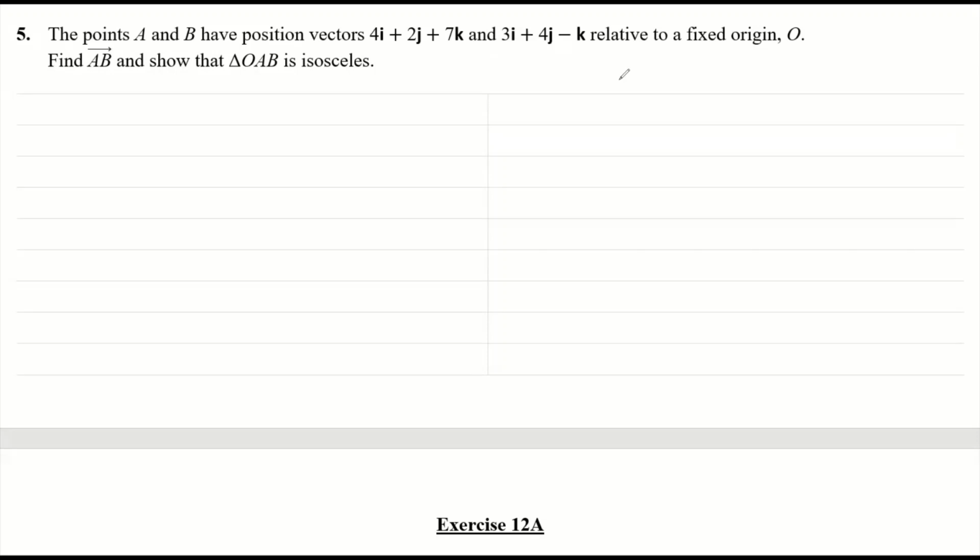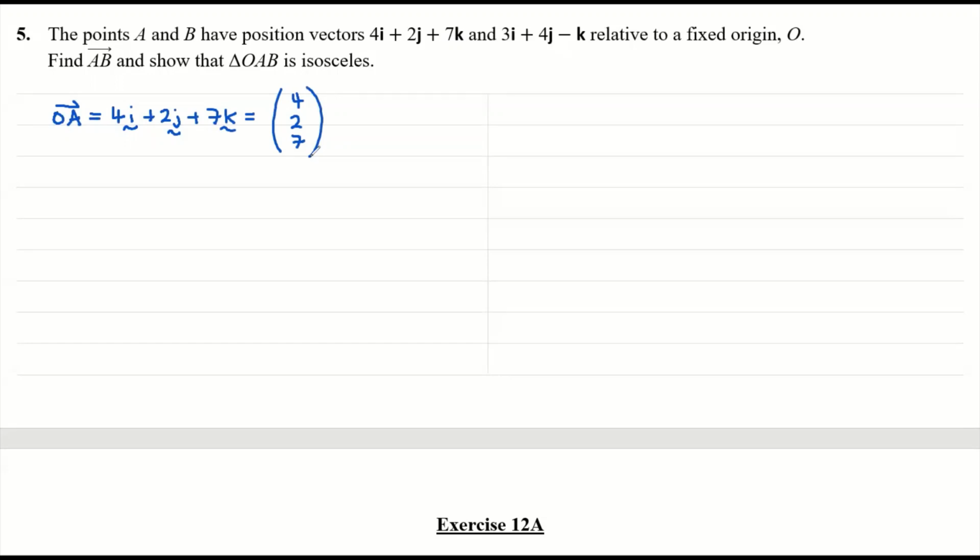Right, so the points A and B, we have position vectors. Now, for the position vectors, it depends how you want to write them. So OA, you can write that as 4i plus 2j plus 7k. If you prefer, you can write them as a column vector. It's completely up to you. That would be 4, 2, and 7. Okay, but both equally valid.